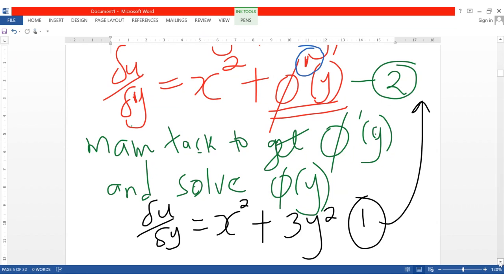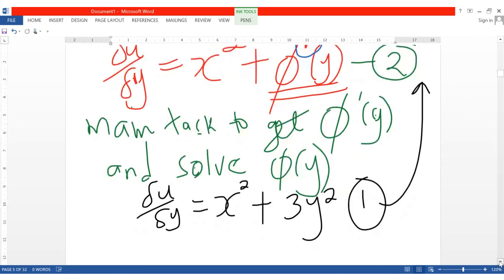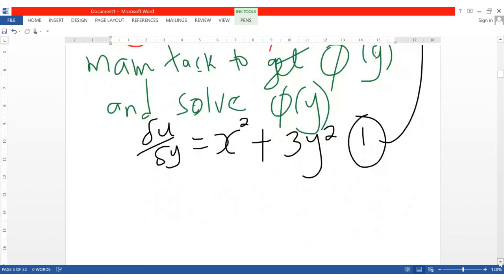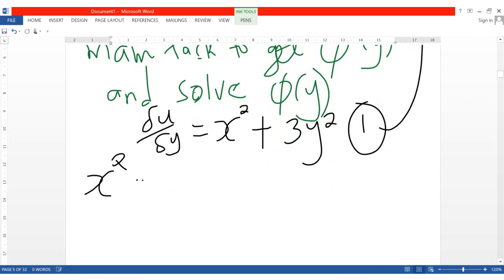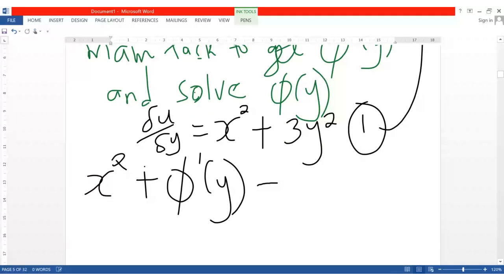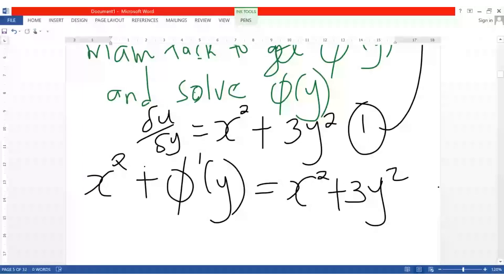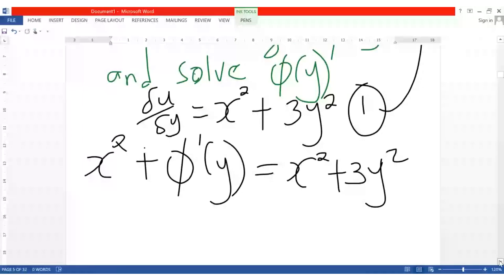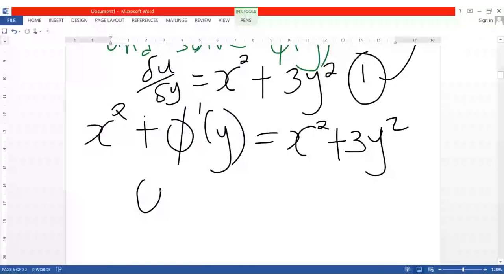Because all of them are on the left hand side, they have partial u over partial y. It means that these two equations must be similar. So I can easily come and say that x squared plus phi prime of y must be equal to what? x squared plus 3y squared. It must be similar. Now with this I can solve for phi prime of y.